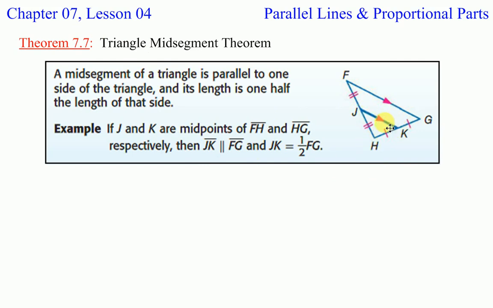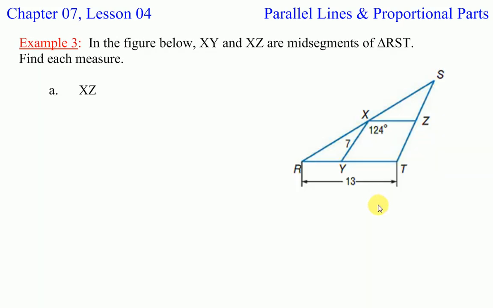A midsegment of a triangle is parallel to one side of the triangle, so this midsegment is parallel to FG. So JK is parallel to FG, and the length of JK is half the length of FG. So the midsegment is half the length of the side it's parallel to. Alright, so here we go.